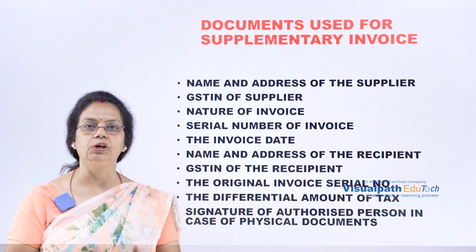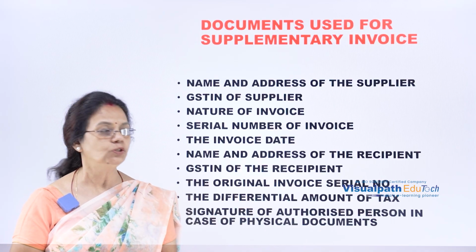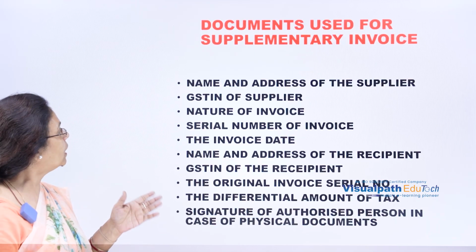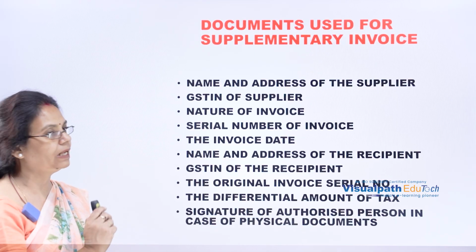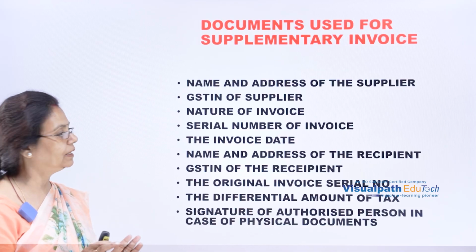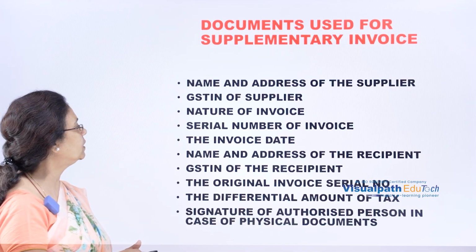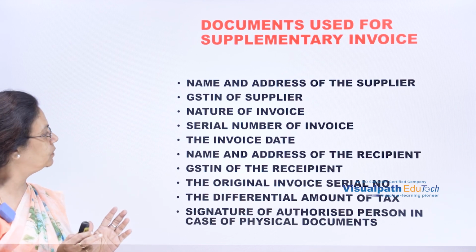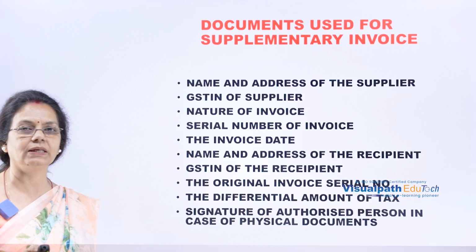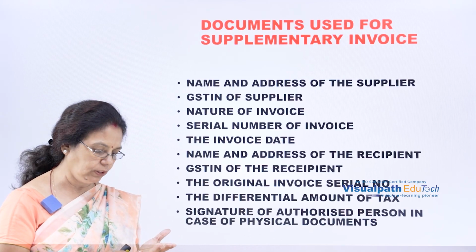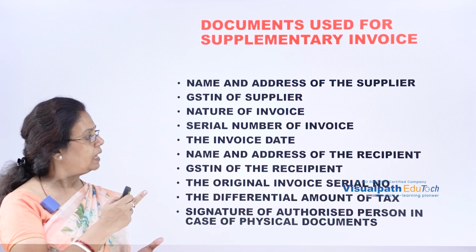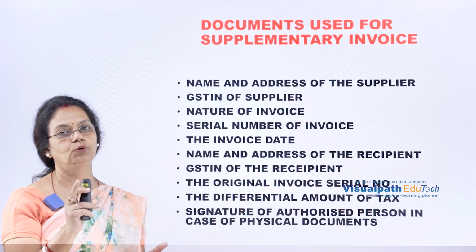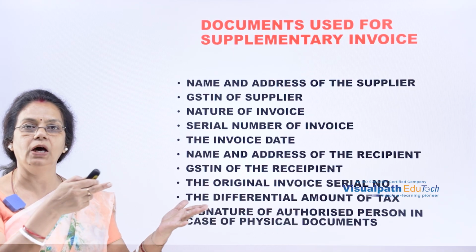So what contents are required in the supplementary invoice? There are certain contents which have to be there. Just like the earlier invoice, name and address should be there, GSTIN of the supplier should be there, nature of the invoice, serial number, the invoice date, name and address of the recipient, most important, as well as the supplier and the recipient. For both, we have to write down the name and address of the recipient as well as the supplier. GSTIN number is mandatory to write down, because this is a reference copy of the earlier GST.